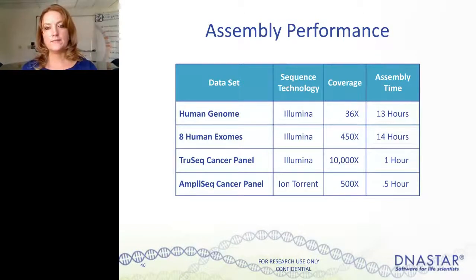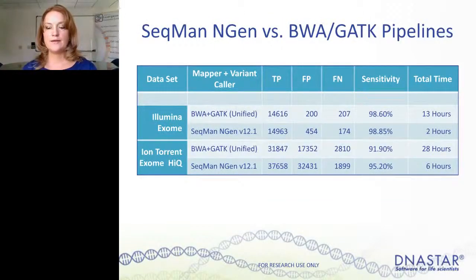Well, here's some benchmarks. You can see that we could do a human genome in about 13 hours. We could run 8 human exomes in about 14 hours. TruSight Cancer Panel from Illumina with 10,000X coverage, about an hour, or the lower coverage AmpliSeq Cancer Panel from Torrent in about half an hour. So pretty good times. Well, how does this compare to other pipelines?